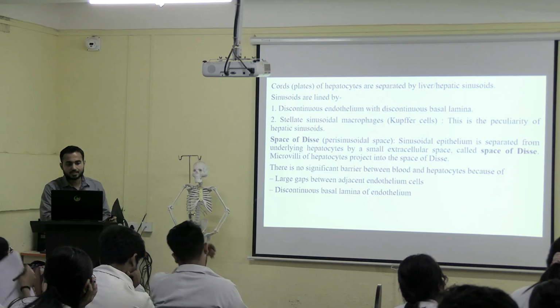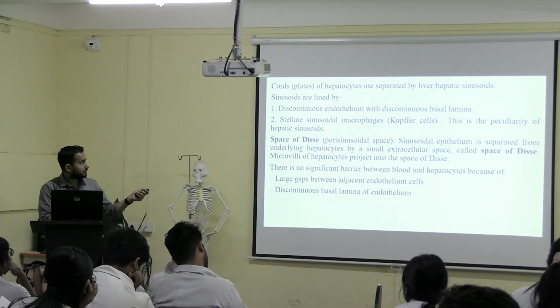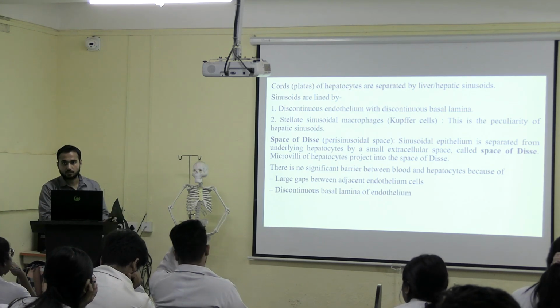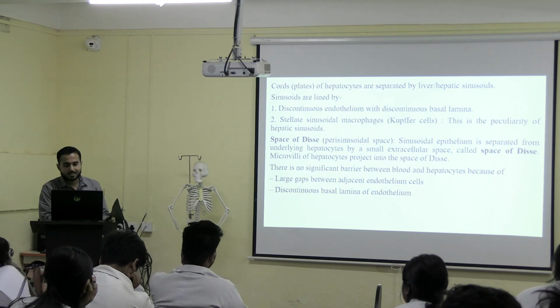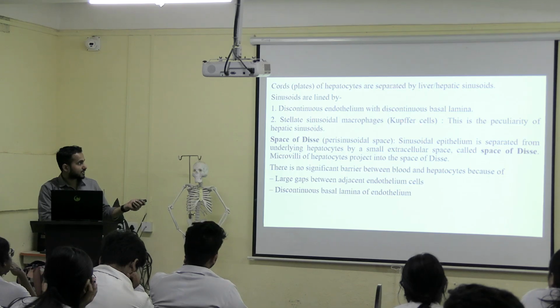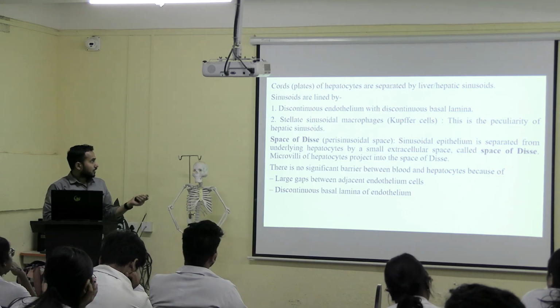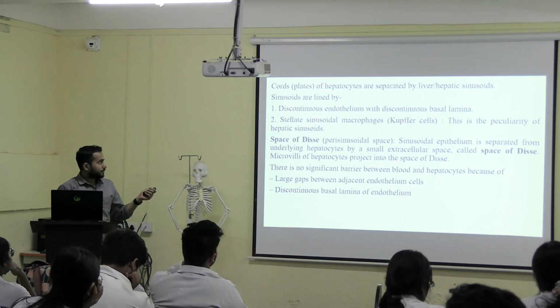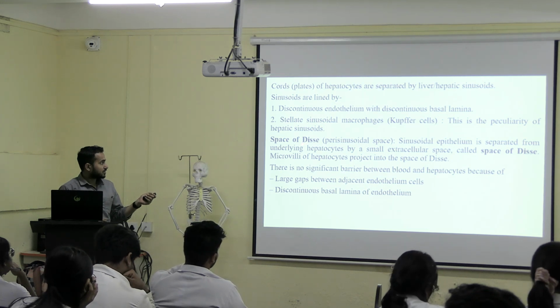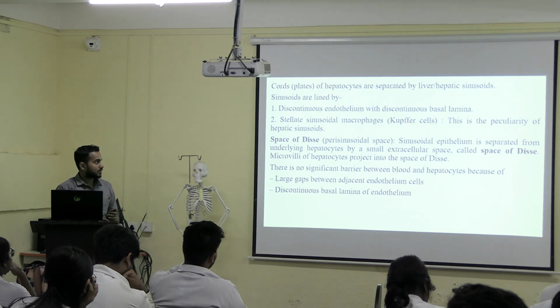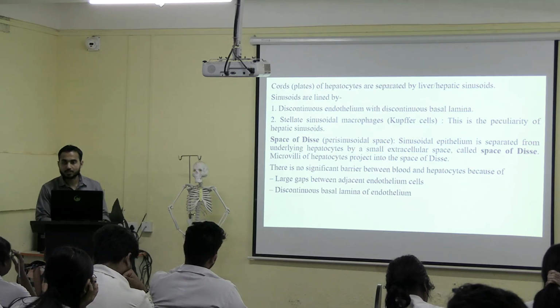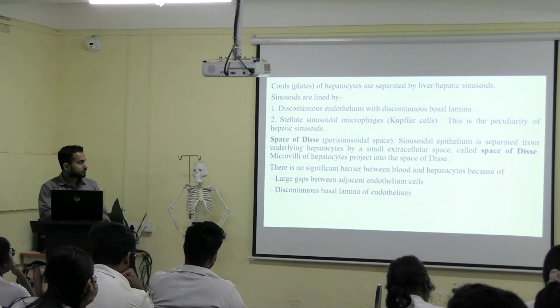Okay, now sinusoids are lined by discontinuous epithelium with discontinuous basal lamina. Next, stellate sinusoidal macrophages are also present. These are called Kupffer cells. Okay. Now, along with this, another important space is there, that is called the space of Disse, or also called the perisinusoidal space. Okay, now what is this perisinusoidal space?